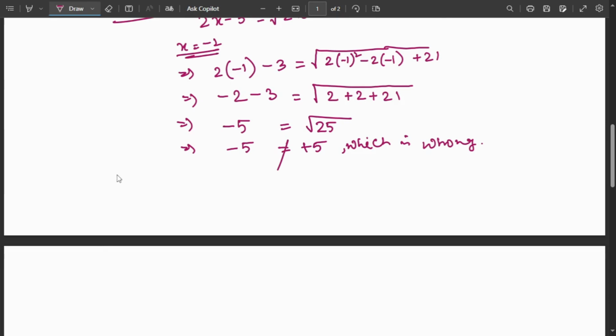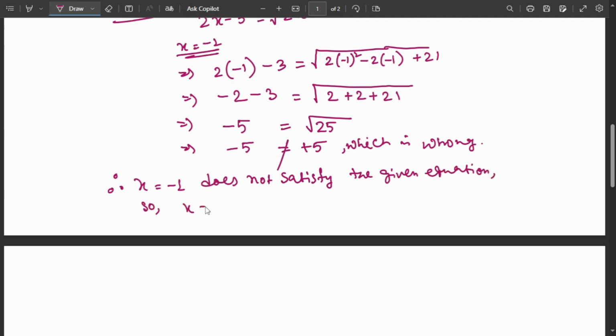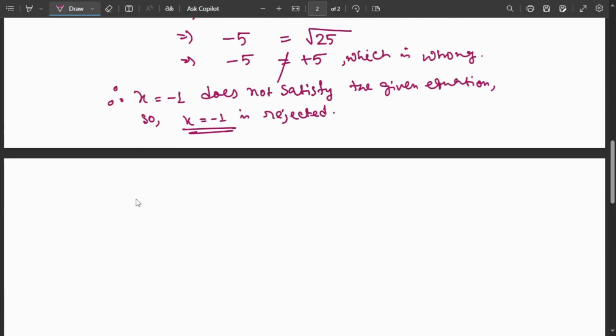Therefore x equals to minus 1 does not satisfy the given equation. So x equals to minus 1 is rejected. Okay, so x equals minus 1 is not a root of the given equation. Now check for x equals to 6.